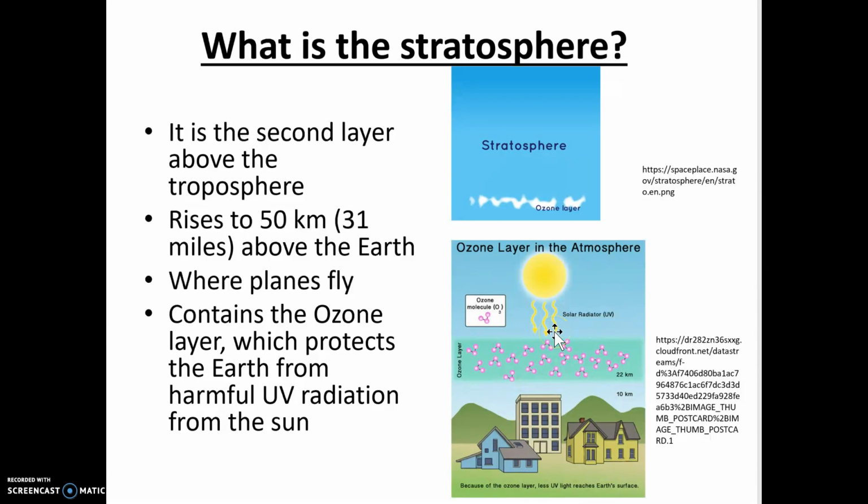UV radiation is one of the reasons why we get skin cancer. It could also really damage our skin, not just human skin, but for other living things as well. So protecting this ozone layer is actually really important.